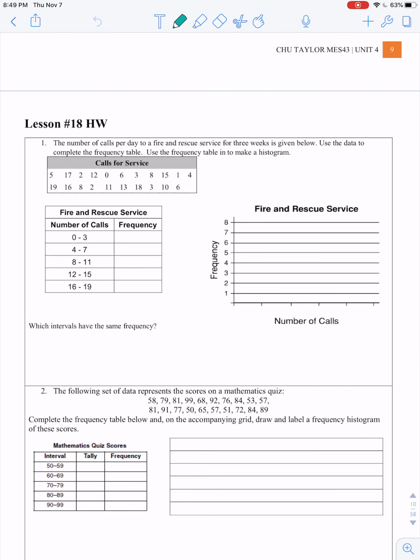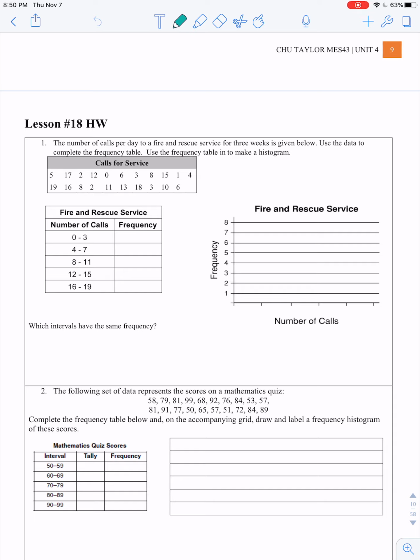Okay, lesson 18 homework. Number 1. The number of calls per day to a fire and rescue service for 3 weeks is given below. Use the data to complete the frequency table. Use the frequency table to make a histogram.